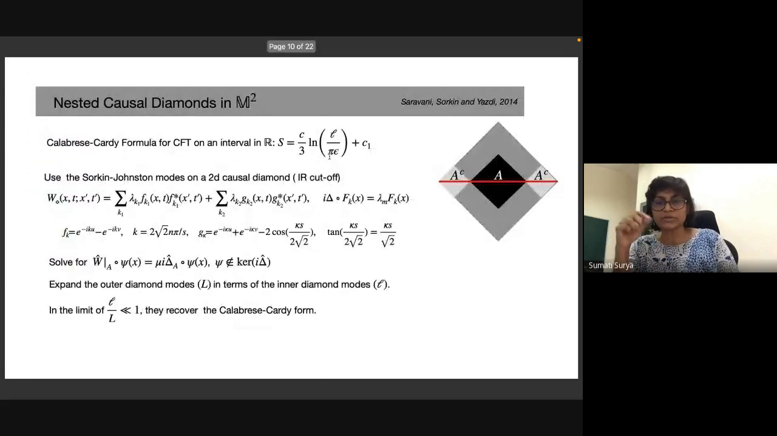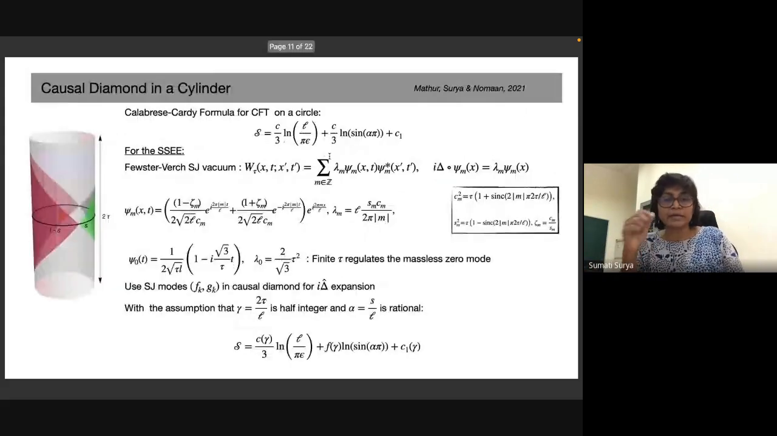So just before I continue, I just want to say that in the case of the causal diamond, when we're looking at a 2D massless scalar field, we know that it's infrared divergent. So in a sense, you can think of these causal diamonds as giving you a proper infrared cutoff. And similarly, on the 2D cylinder, in the massless case, we have the zero mode. And in order to regulate that zero mode, we have to have a cutoff. So we need to look at a slab of that cylinder spacetime to make sense of this calculation, and it's of a certain height. For that slab, you can define what we call the Fewster-Verch Sorkin-Johnston vacuum. And these are just details that are not that important.